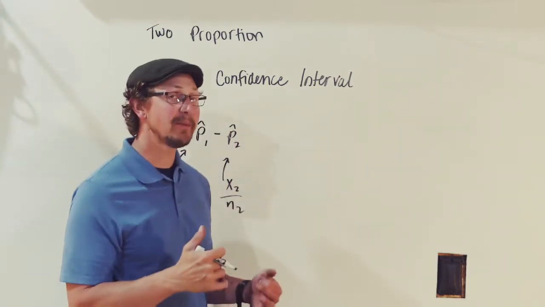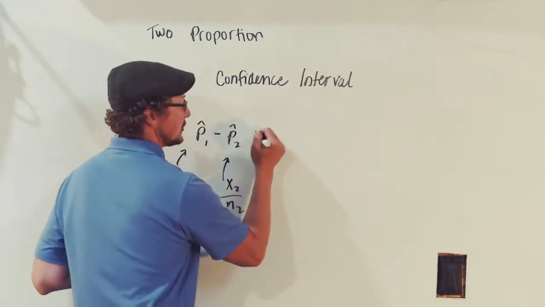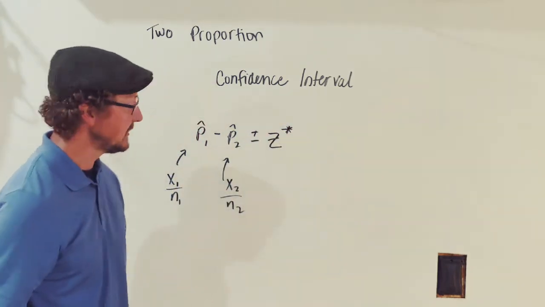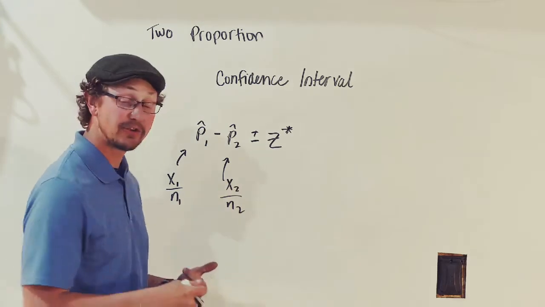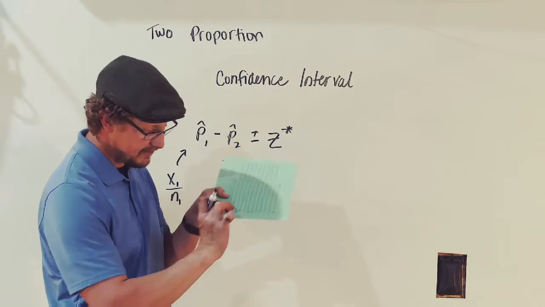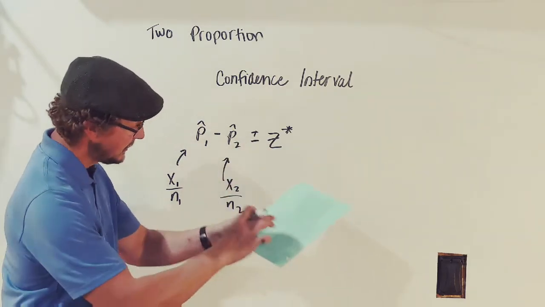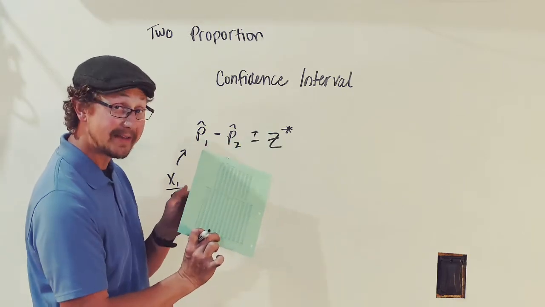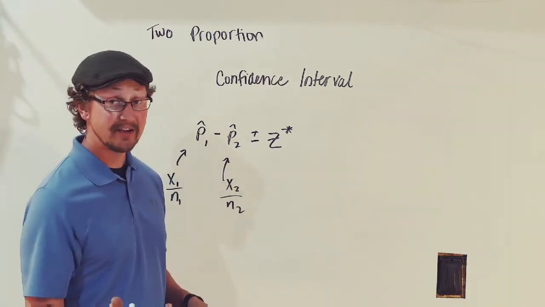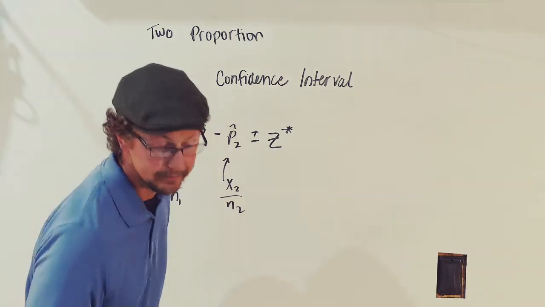But based on my confidence level, that's going to go up or down, give me some wiggle room, and it's going to look like this, plus or minus z star. This is saying how much. In order to find z star, I would have to look that up on my table C. It's the very bottom row. For example, if I had a 95% confidence interval, that's a 1.96. That's 1.96 standard deviations up and standard deviations down from the mean to get my 95% confidence interval.